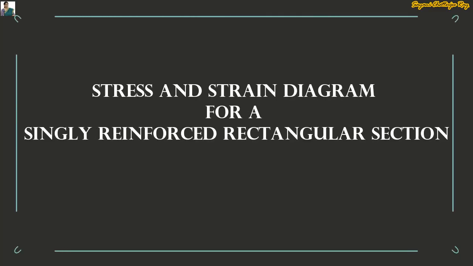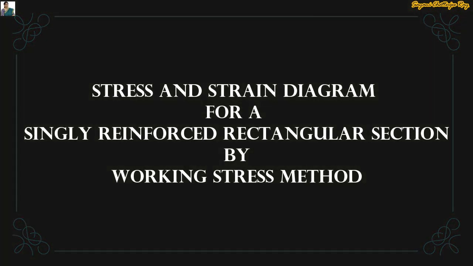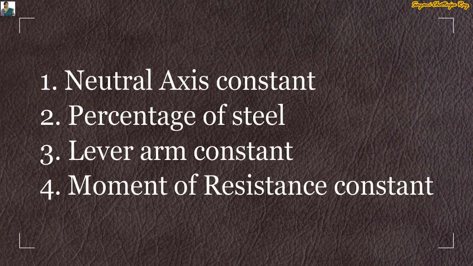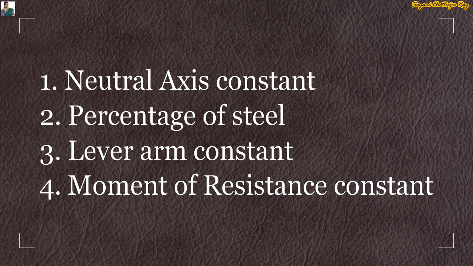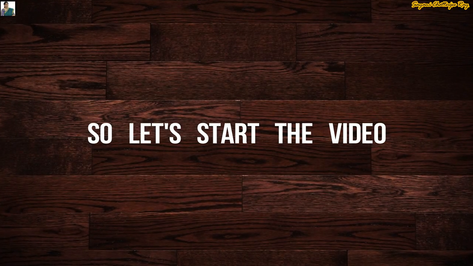Today our topic is the stress and strain diagram for a singly reinforced rectangular section by the working stress method. From this stress diagram we will be deriving four constants. The first one is the neutral axis constant, second is the percentage of steel, then the lever arm constant, and the moment of resistance constant. So let's start the video.